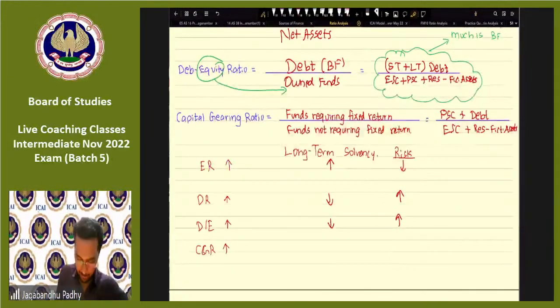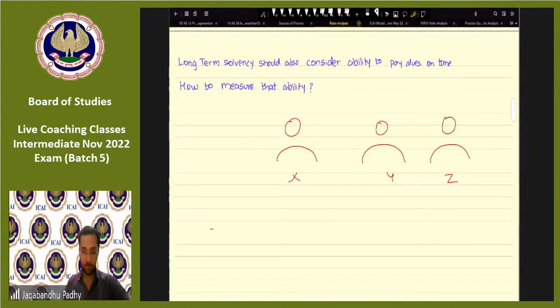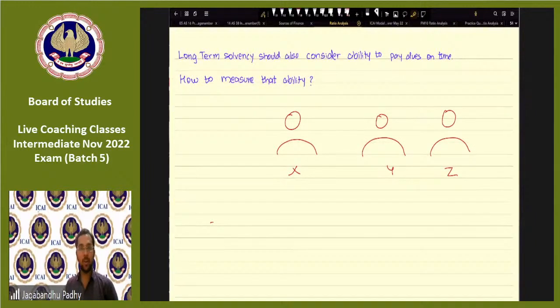Okay, guys, so that's the capital gearing ratio that I wanted to talk to you about. Then, the next point that we want to discuss is long-term solvency. Don't you think we should also consider not only the ratio between equity and debt, but rather the ability to pay dues on time, and how do we measure that ability?